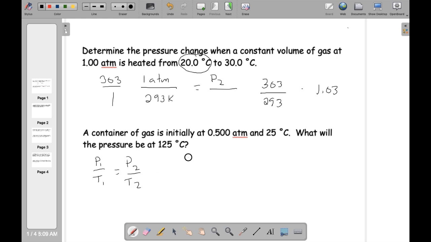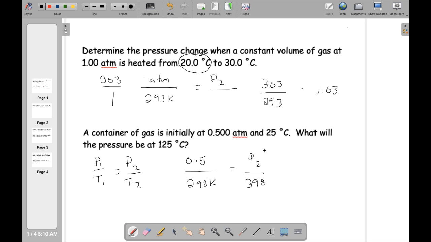The pressure here is 0.5 and it's at 25 degrees. So 273 plus 25. It's going to be 298 Kelvin equals, yet again, we don't know the pressure over here, P2, and 125 degrees plus 273 is 398.